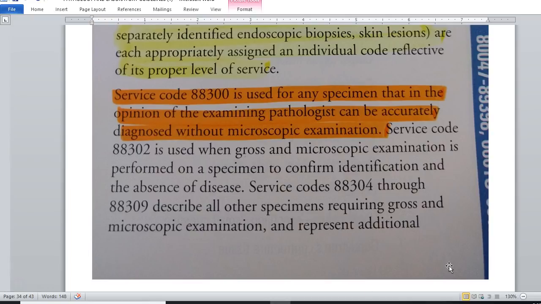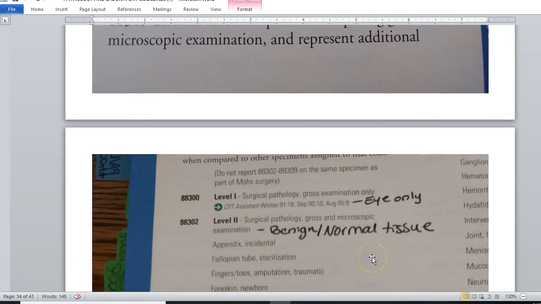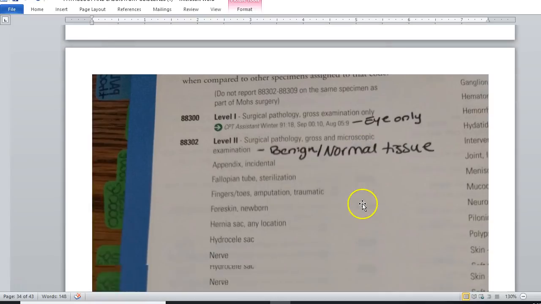Service codes 88304 through 88309 describe all of those specimens requiring gross and microscopic examination and represent additional ascending levels of physician work. Levels 88302 through 88309 are specifically defined by the assigned specimens. Any unlisted specimen should be assigned to the code which most closely reflects the physician work involved when compared to the other specimens assigned to that code. So this is the best way to look at it. 88300 is with the eye only, okay? So again, like a tooth. 88302 is benign and normal tissue.